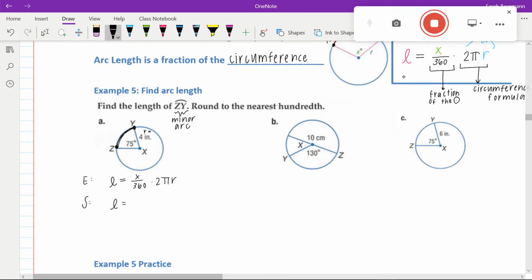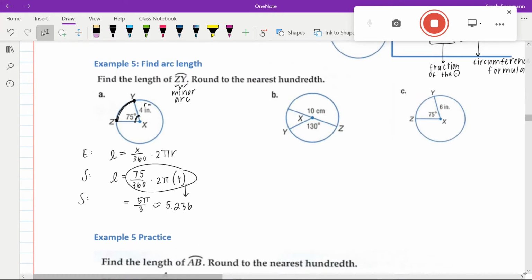Substitute in the central angle for arc ZY, which is 75 degrees, and the radius is 4 inches. To solve, we multiply. You could plug this in your calculator. However, if you were ever asked for the exact answer, you would multiply all the whole numbers together and leave the pi outside. So you end up with 5/3, and since that's multiplied by pi still, it would be 5 pi over 3. But if you plugged it into your calculator, it should give you 5.236 when you plug in the entire equation.